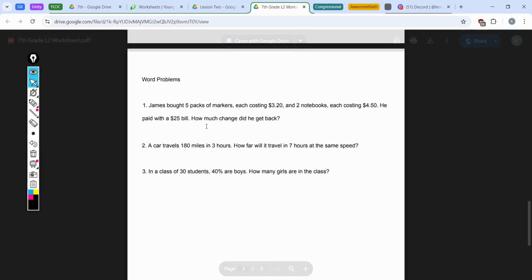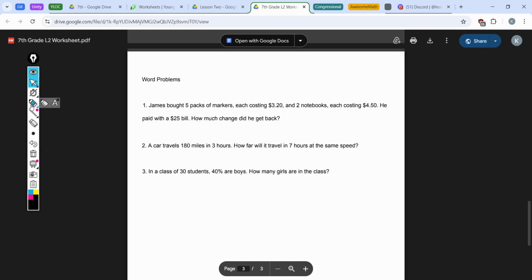And then for the last section, some word problems. James bought 5 packs of markers, each costing $3.20, and 2 notebooks, each costing $4.50. He paid with a $25 bill. How much change did he get back?